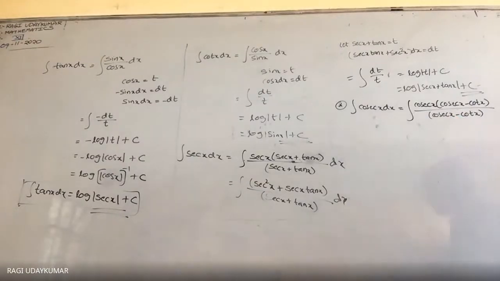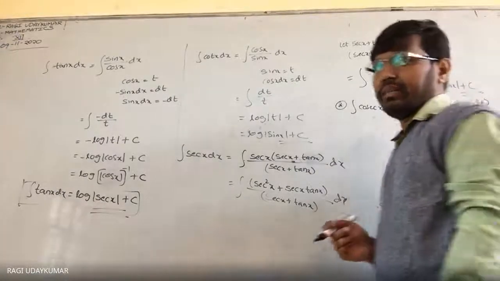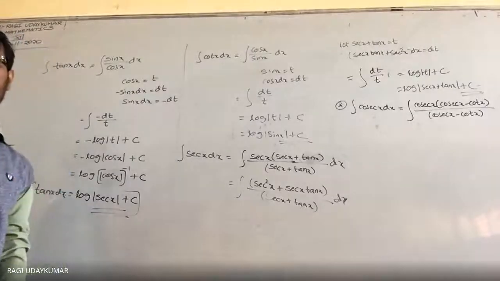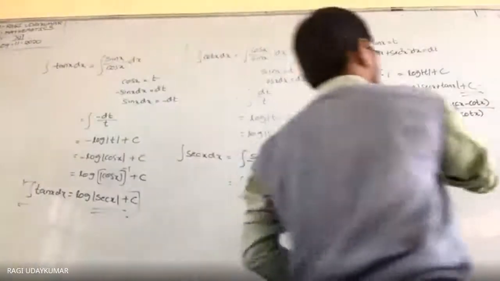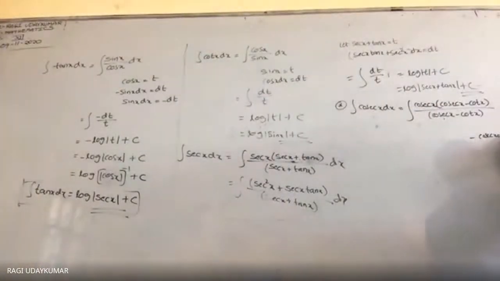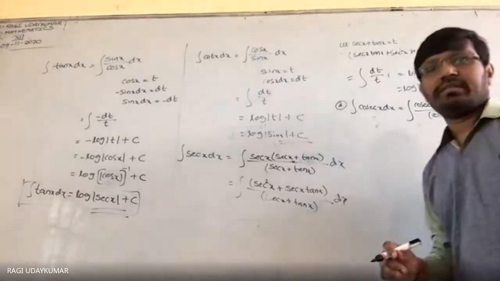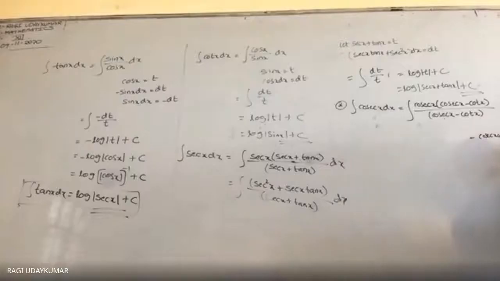What is the differentiation of cosec x? Anyone? Differentiation of cosec x I am asking. Minus cosec x cot x. Sir, its differentiation is minus cosec x cot x. And cot x, differentiation of cot x is minus cosec square x.